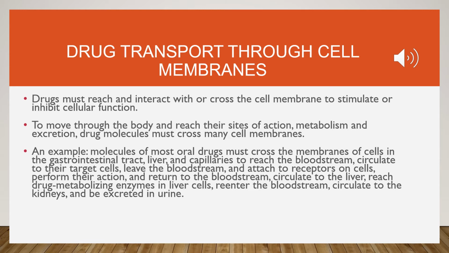So once these drugs are acted upon by the drug metabolizing enzymes, for example in the liver cells, they are broken down into metabolites, and then these metabolites re-enter the bloodstream, circulate to the kidneys, and get excreted in the urine.